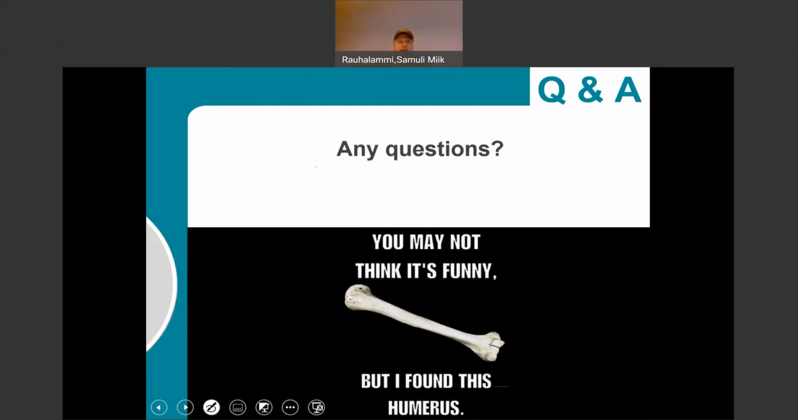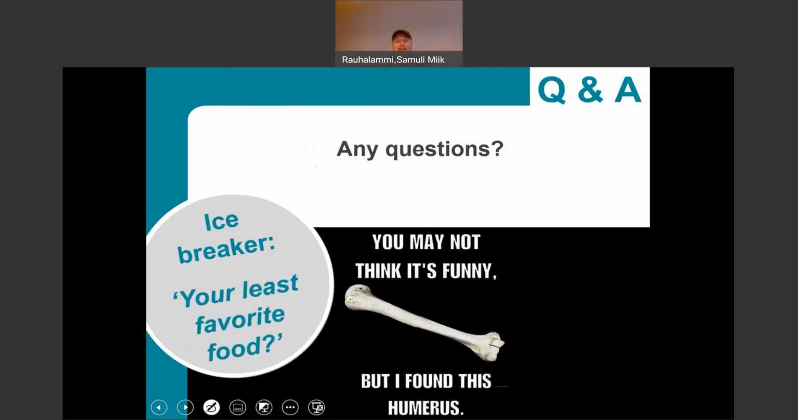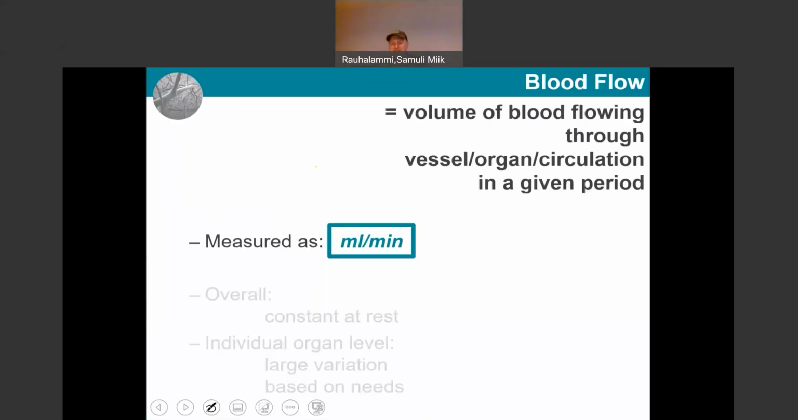What I do want to spend a little bit of time on, and we're not going to do the icebreaker, we're just going to jump right to the measurements and measures of the vascular system. So the first thing that I want us to look at is blood flow. The measure of blood flow tells us the volume of blood that flows through in a given amount of time. And typically this is measured in milliliters per minute.